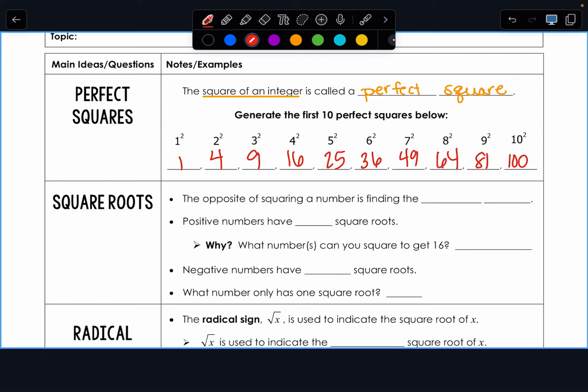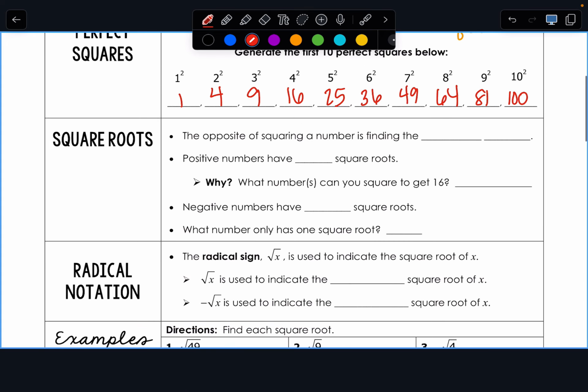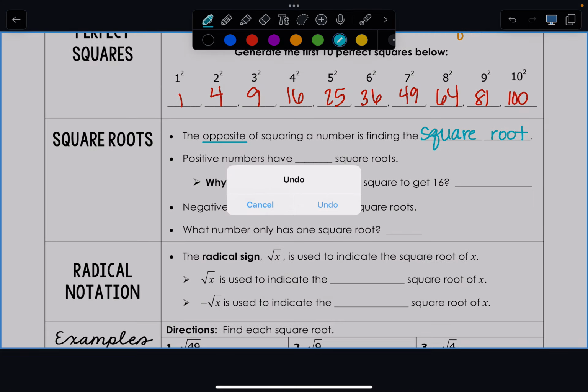Okay, so we're focusing on all the square root stuff, or the square stuff, so we can talk about square roots, okay? So the reverse, the opposite, the inverse of squaring a number is called taking the square root. Have you heard that word before? Square root.